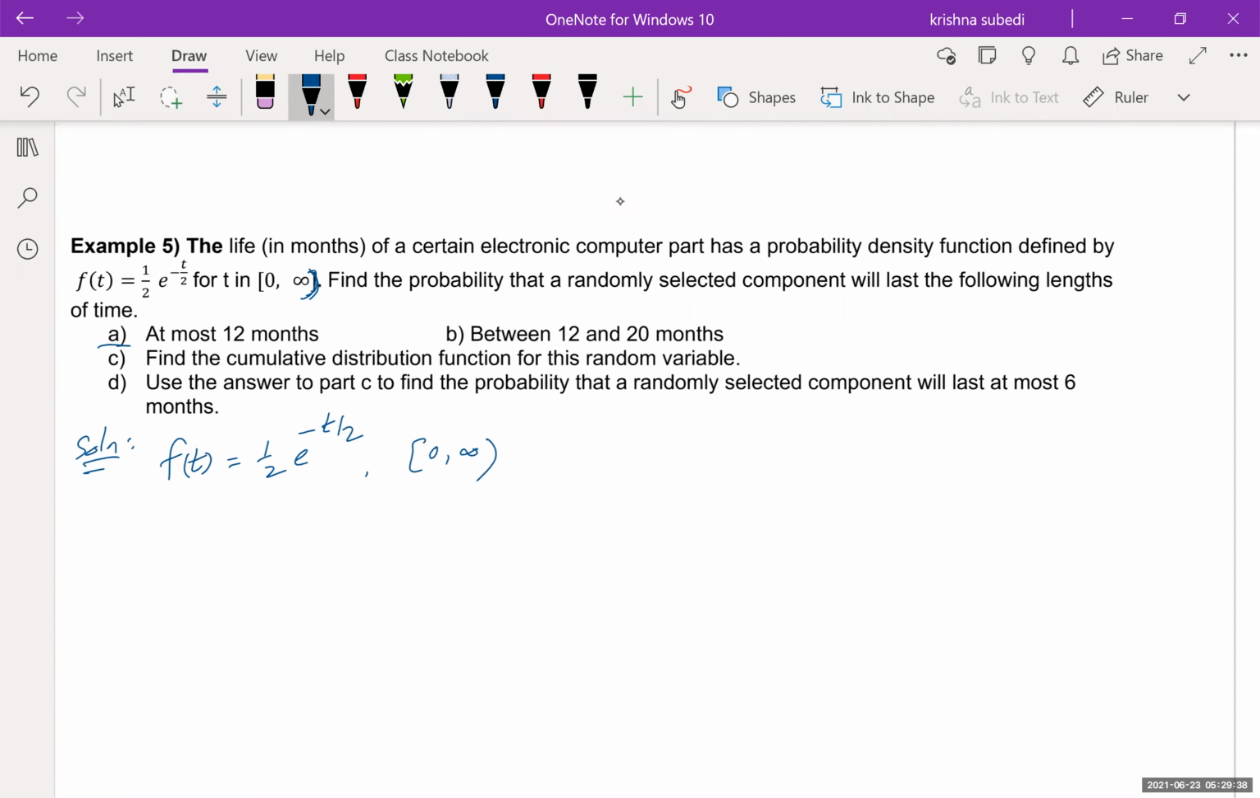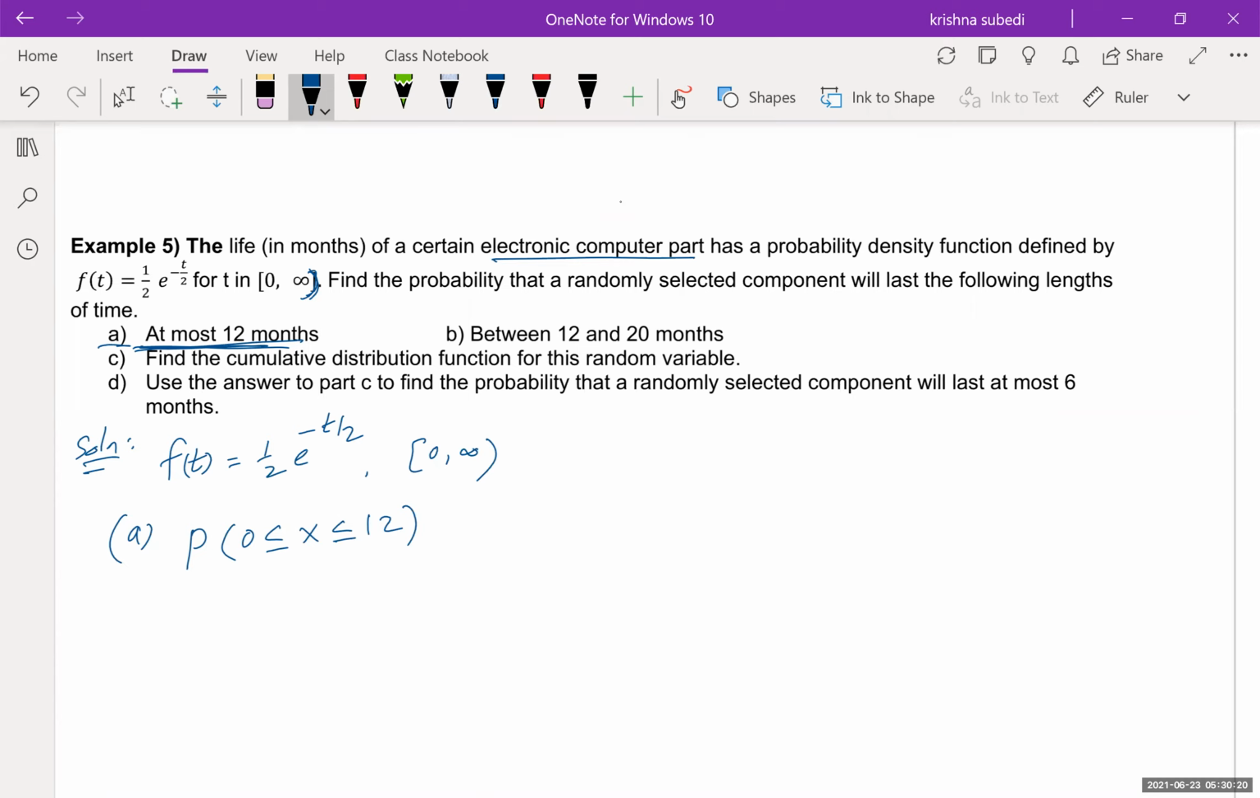So for part A, we need to find the probability that the computer parts will last at least 12 months. Oh, not at least, sorry, at most. At most 12 months means 12 or less. So that means you can start with 0 to 12. That's all we need to find.